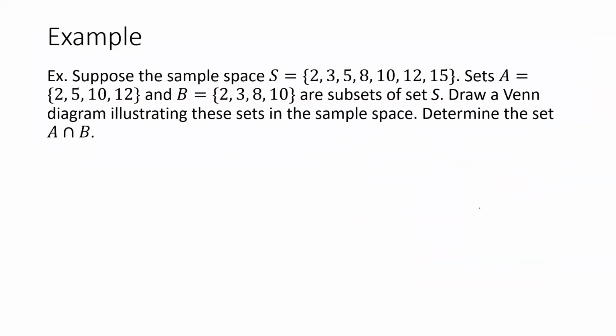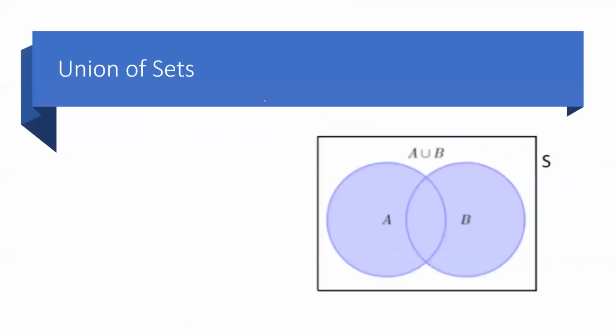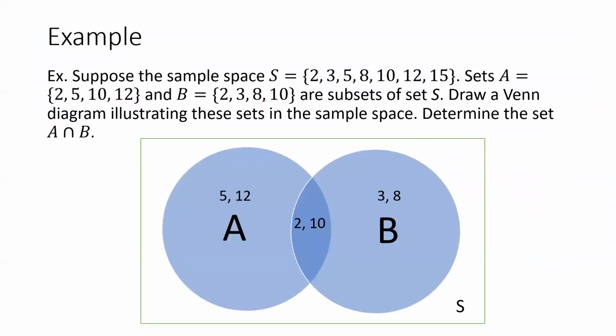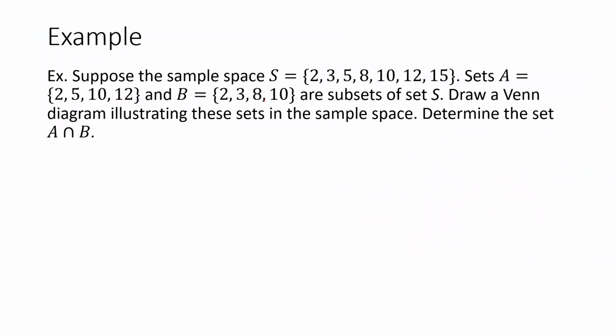So an example here: the sample space has 2, 3, 5, 8, 10, 12, and 15. And then we have the sets A is 2, 5, 10, and 12, and B is 2, 3, 8, and 10. First thing we're going to notice is that both of these sets, A and B, are subsets of S. And you can double check that all the elements here in A are all part of this bigger sample space, and you can check that all of the elements here in B are all elements of this sample space as well.